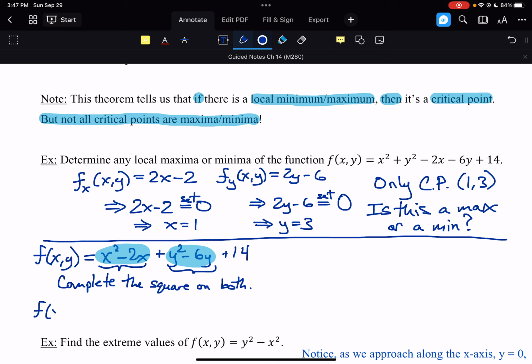So if we do that, we end up getting (x minus 1) squared plus (y minus 3) squared plus not 14 anymore, because in order to complete the squares, we had to add 1 and 9 here. So to keep it balanced, we needed to take 9 away from here. So we get this new function. So this is the same f, just rewritten, kind of reorganized.